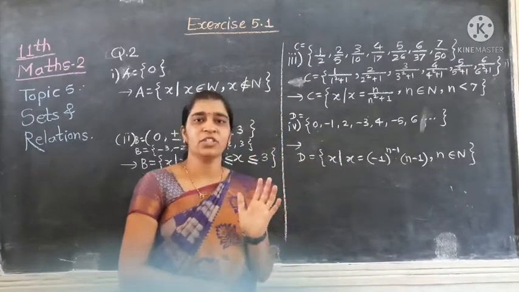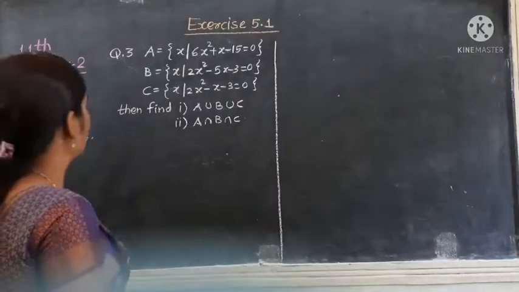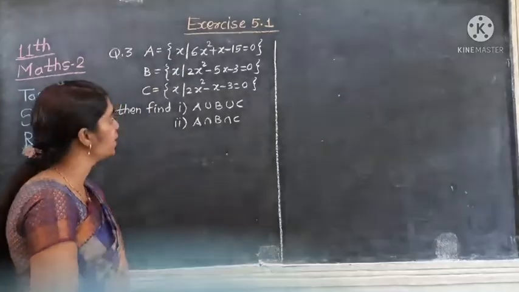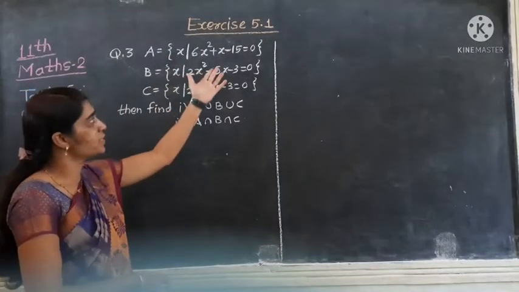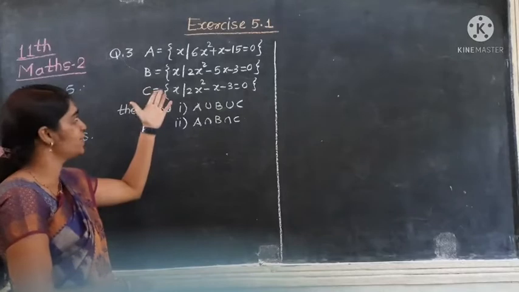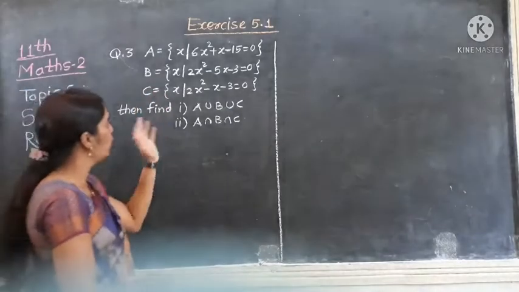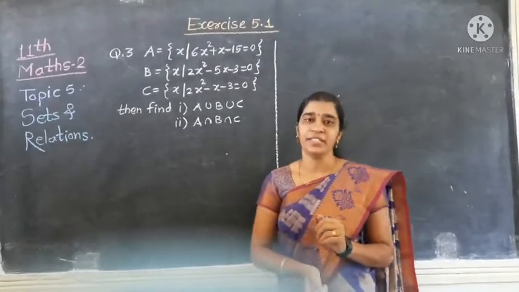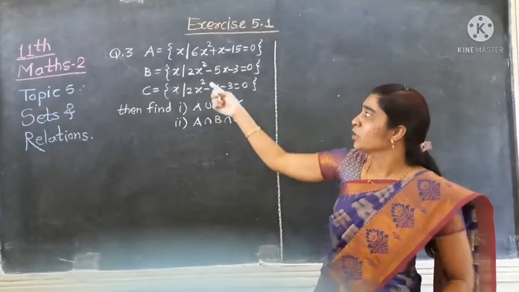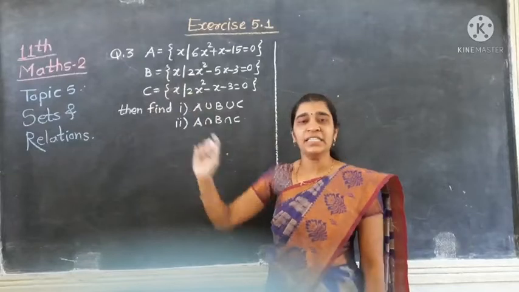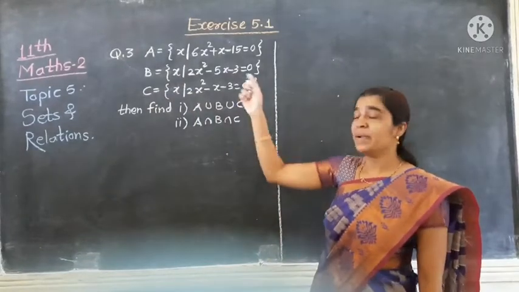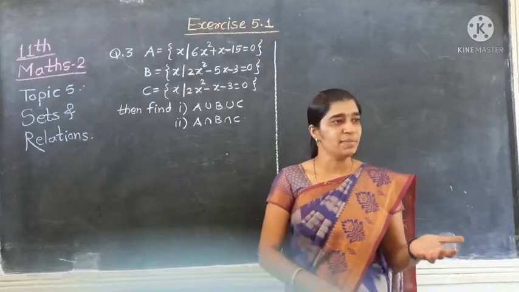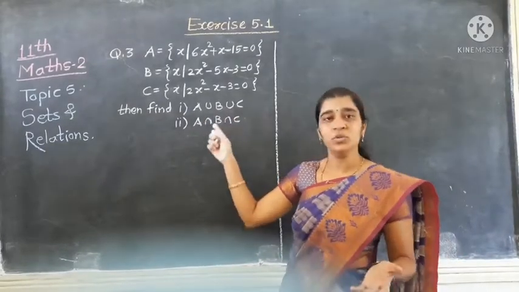Understand? This is the second question. See student, question number 3. A is the set given, the set of all x such that 6x square plus x minus 15 is equal to 0. B set is given and C set is given. We have to find A union B union C and A intersection B intersection C. For this, observe here A, B, C sets are given in set builder form. We have to convert this into roster form, that is in listing method, and then we find these two.